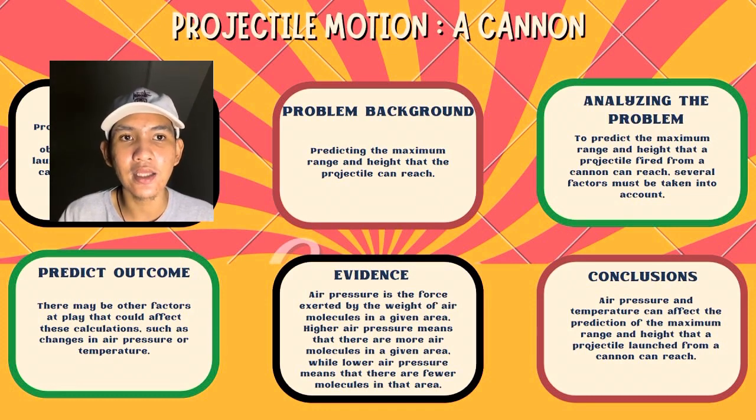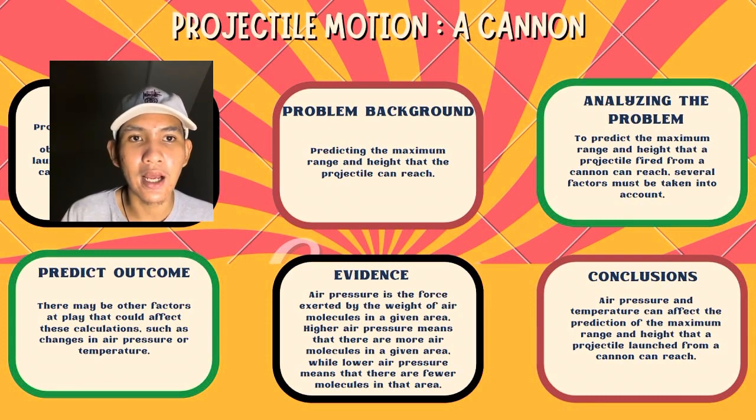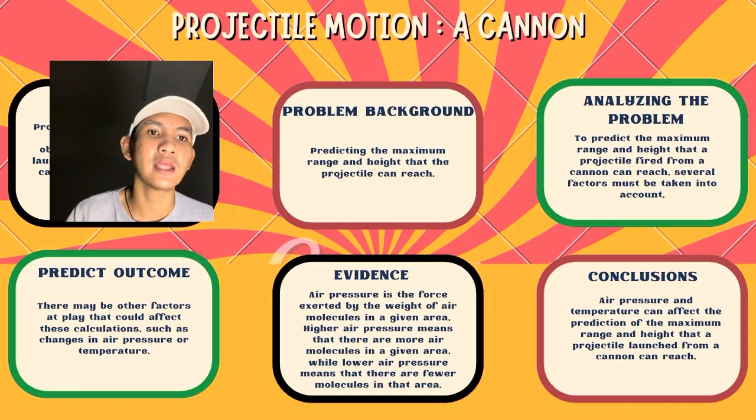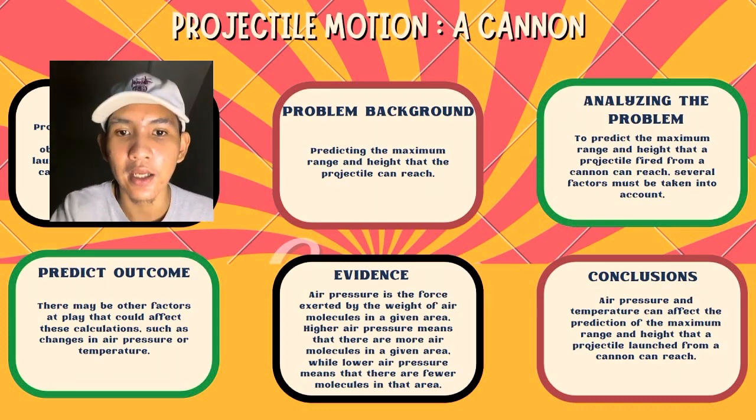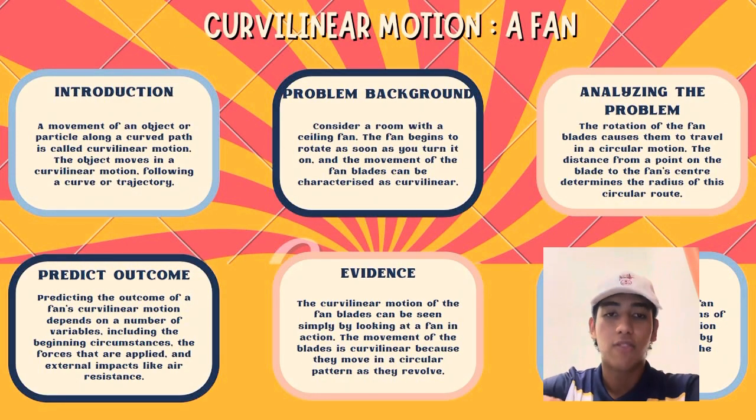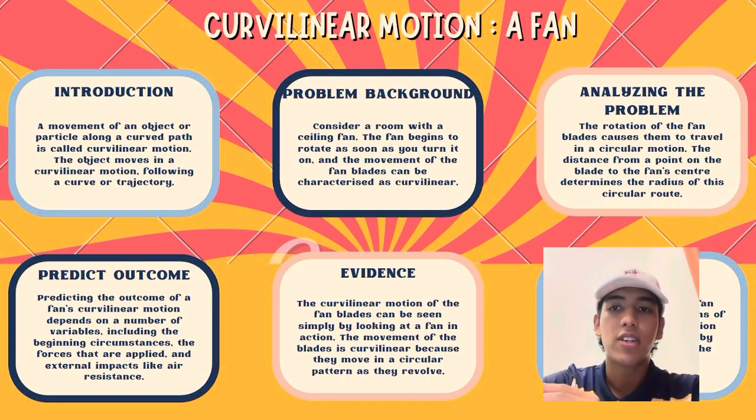A higher initial velocity or a smaller launch angle will result in a longer range, while a higher launch angle will result in a higher maximum height. Now I would like to talk about curvilinear motion. An example of the curvilinear motion concept is a fan.